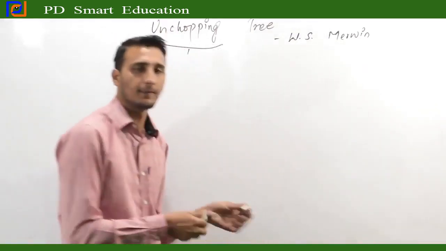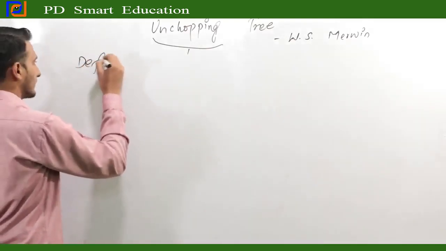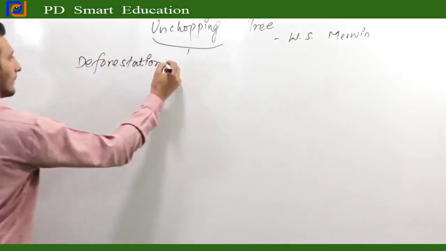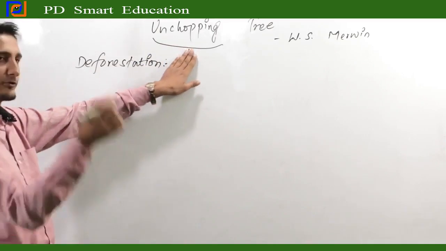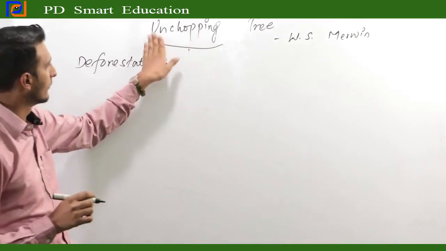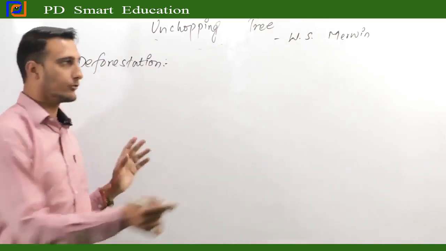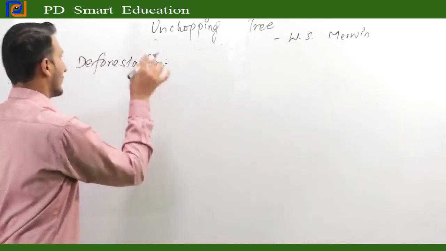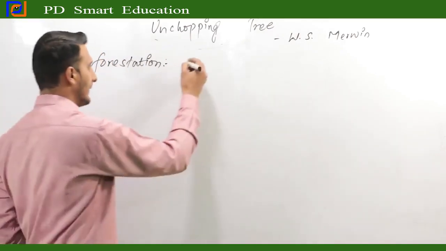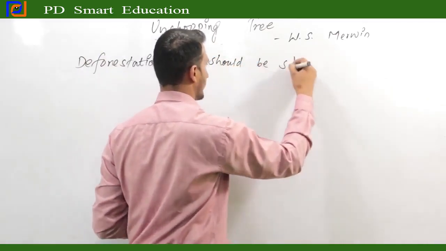The first and the important issue is deforestation. Unchopping a tree means restoring the tree back into its original form, which means chopping down of trees is going on excessively. So he is suggesting that deforestation is going on excessively. It should be stopped.